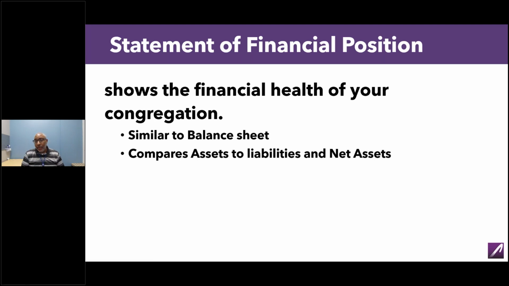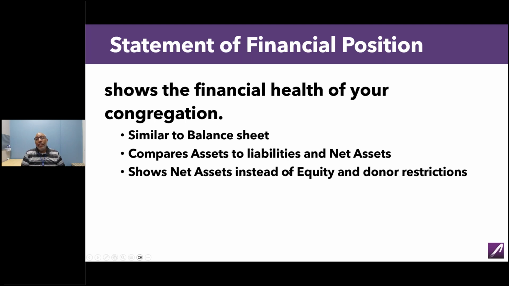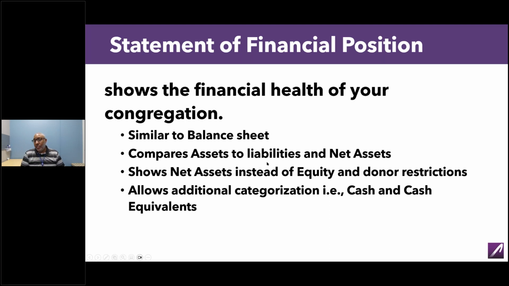These compare your assets to liabilities and net assets. Some people don't use the term equity. Some people use the term net assets, which would be a reason to use this report instead of saying equity. There's definitely a faction that believes that churches don't use equity, that equity isn't a thing. So they use net assets, which is fair. I can definitely understand the reasoning behind that. It shows net assets instead of equity, and it also shows donor restrictions as well. And then it allows additional categorization. I'm having a hard time saying that.